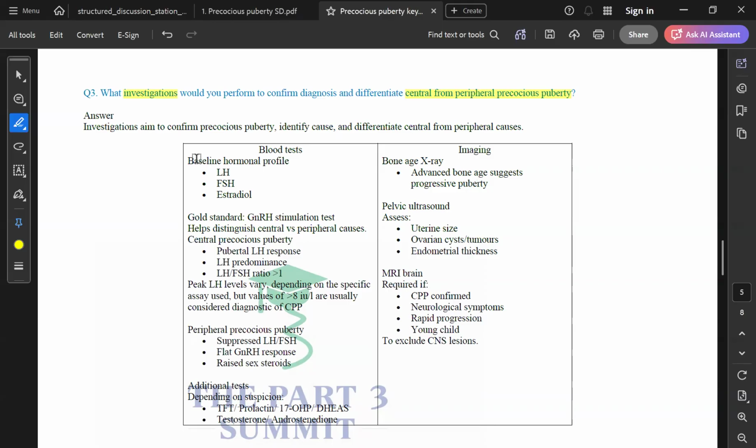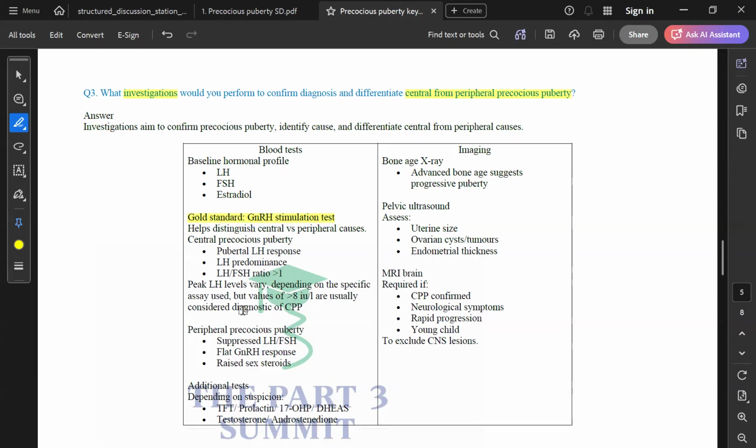The presentation is going to be different, and apart from that, the investigation is going to help you confirm. So the baseline hormonal profile, you are going to do LH, FSH, and estradiol. But estradiol is not going to be much useful. It can be not very clear when it comes to the levels. So this may or may not be the most important test. But the gold standard test is the GnRH stimulation test. So this is the keyword which I was mentioning, which you would need to utter to the examiner. The gold standard test to differentiate central from peripheral or even isolated thelarche is the GnRH stimulation test.